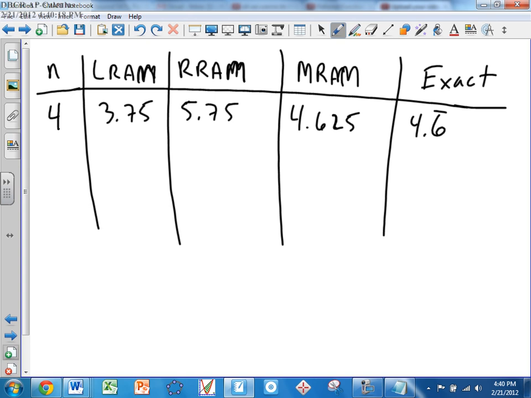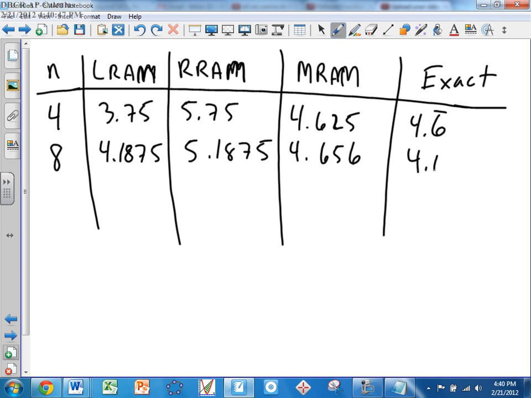Now, in case you're wondering, let's say we do 8 rectangles. There are programs that can do this in like 2 seconds for you. If we're doing 8 rectangles, you end up getting, for a right approximation, 5.1875. For the left approximation, you get 4.1875. For the middle approximation, you get 4.656. And again, the exact is still 4.6 repeating. That's never going to change.